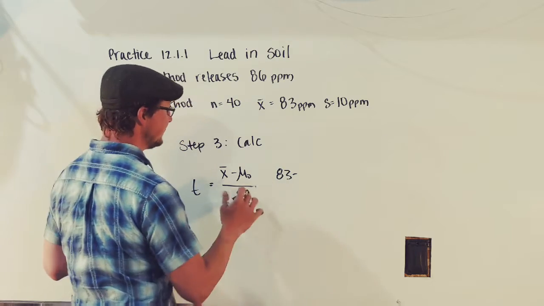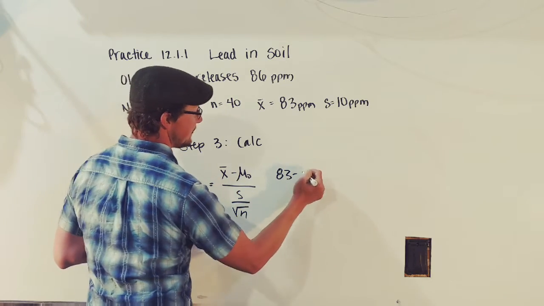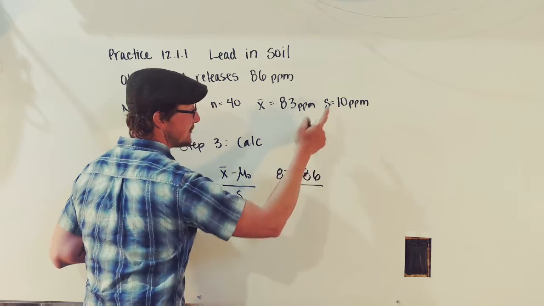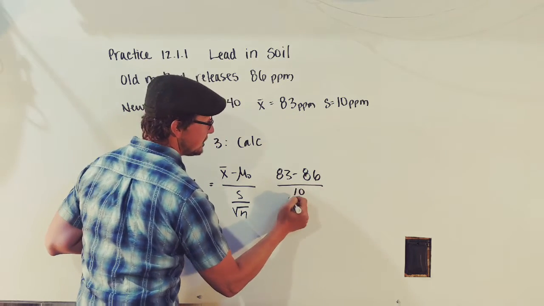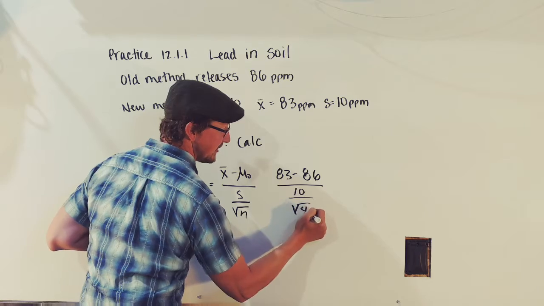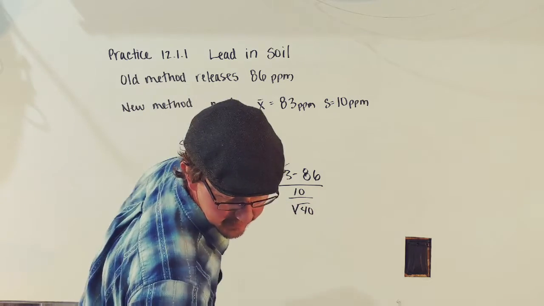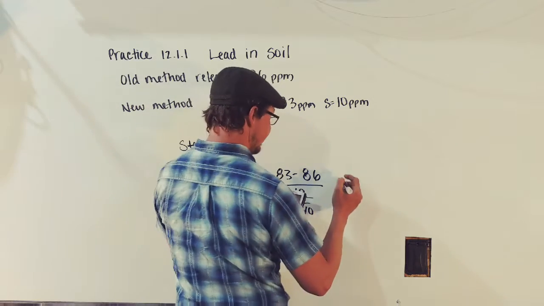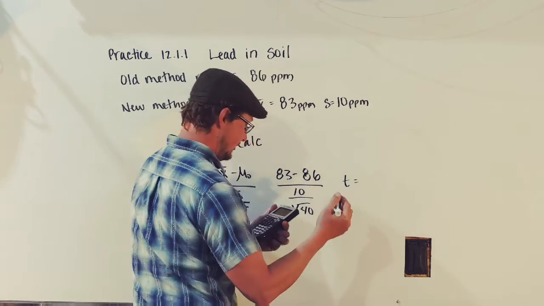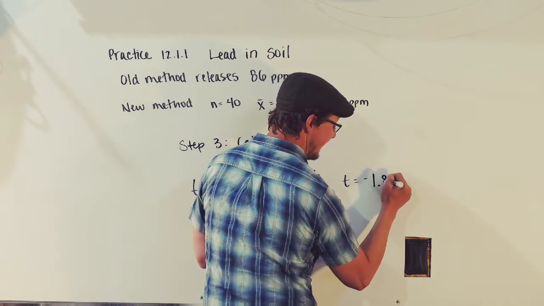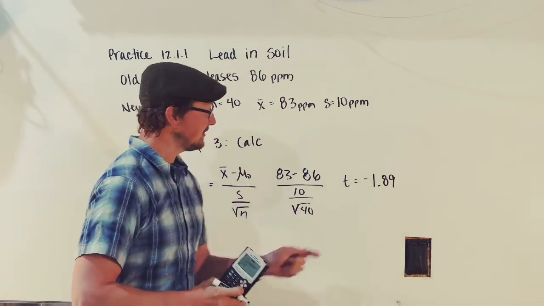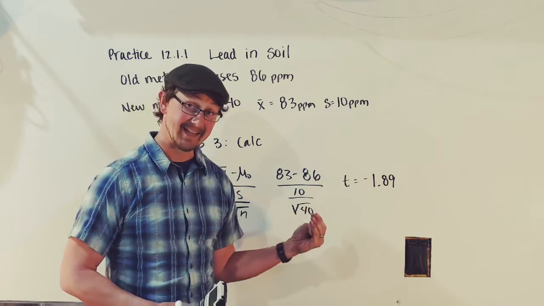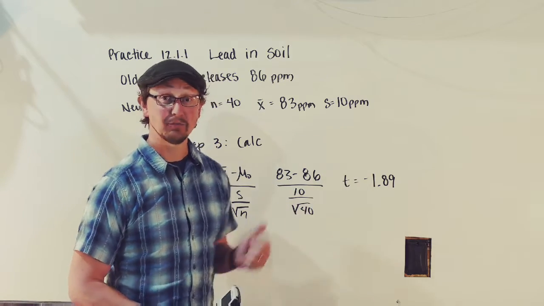83 minus my null hypothesis of 86, divided by my sample standard deviation of 10 over the square root of my sample size, which is 40. I ran this on my calculator a little bit earlier, and this gave me a t equal to negative 1.89. Now the negative is a good thing because my alternative hypothesis was less than, so this means we are below the mean.